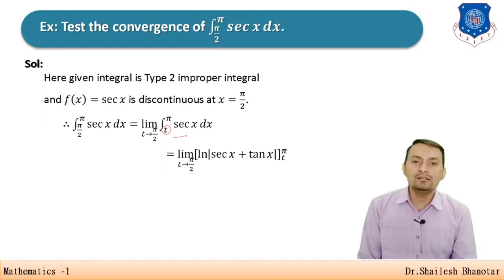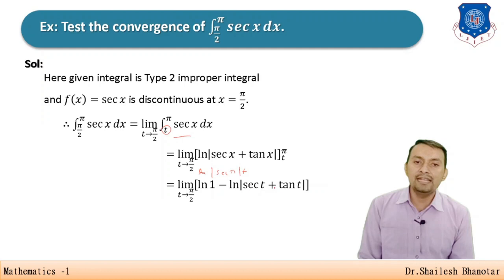When you integrate with respect to x, you get ln of sec x plus tan x, from t to pi. When you put x equal to pi, you get sec pi, which is minus 1, and tan pi, which is 0. Whenever you simplify, it will be ln 1, because sec pi is minus 1 but we take the absolute value. Then minus, at x equal to t, we get ln of sec t plus tan t.